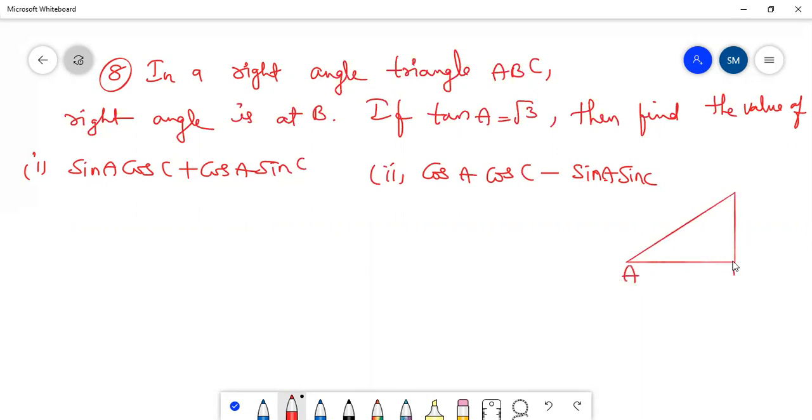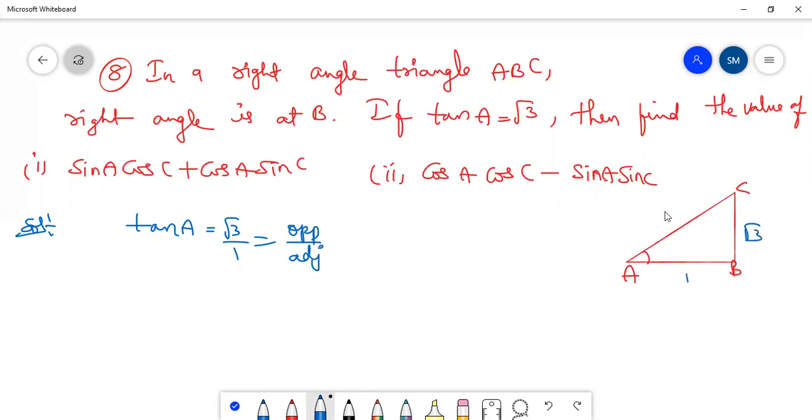In this, ABC is the right angle triangle. Tan A, the given relation, is tan A equal to root 3. That is nothing but root 3 by 1, the opposite by adjacent. So it is root 3, 1. Root 3 squared is 3 plus 1 squared is 1, under root is equal to 2. So here we can write cos A is equal to 1 by 2, sin A equal to root 3 by 2.